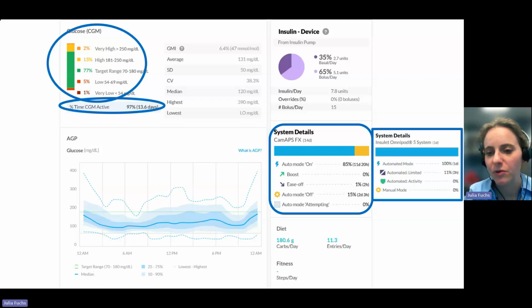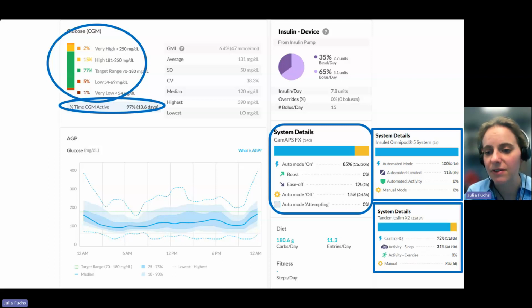For Omnipod, you can see auto mode use there, and then also when they've been in auto mode limited, which is basically auto mode off, except that the basals are sort of smart in that it calculates basals based on previous insulin use and whatever you've set as the backup basal, and manual mode use, and you can also see whether they've been using activity mode. And then for the t:slim in the system details, again, you can see how much time they've been in auto mode, which here is called Control-IQ. And then you can see how much they've been using sleep mode and exercise mode.